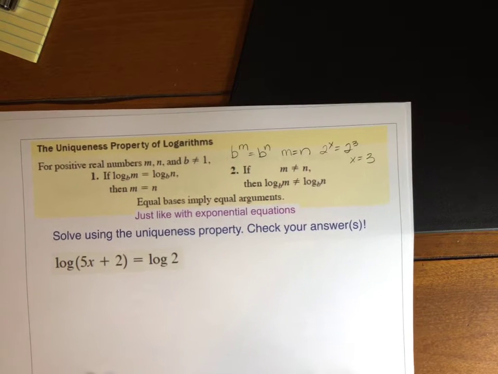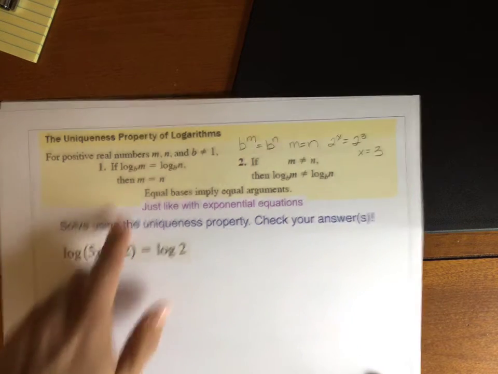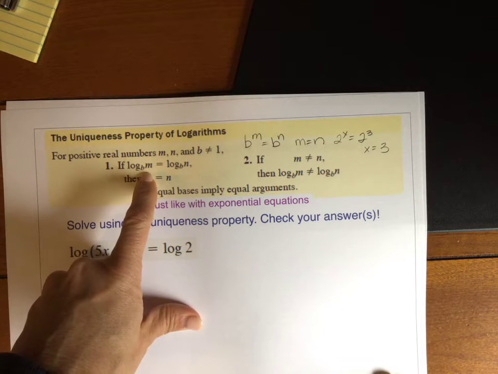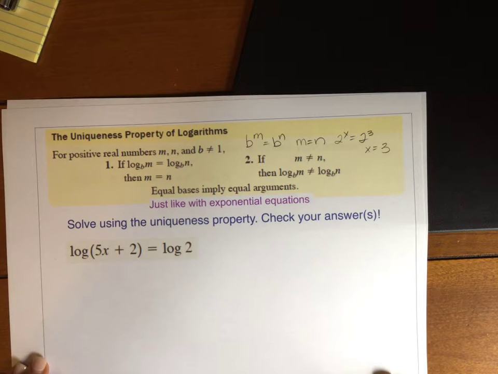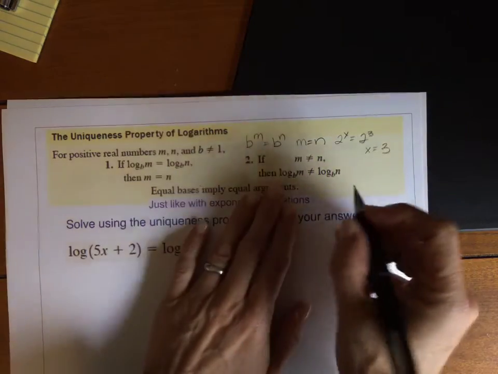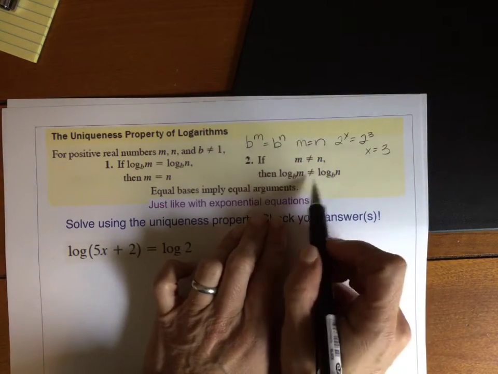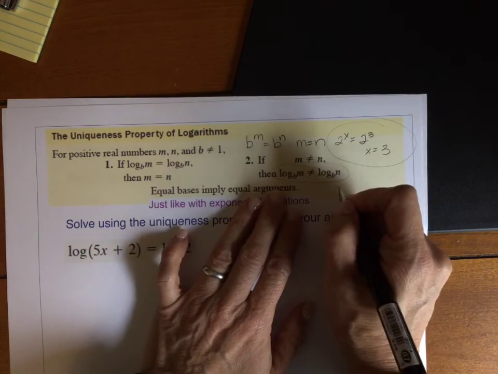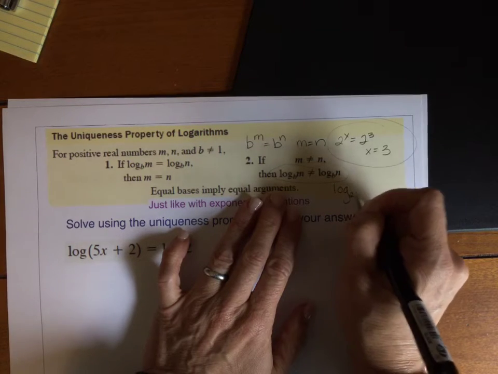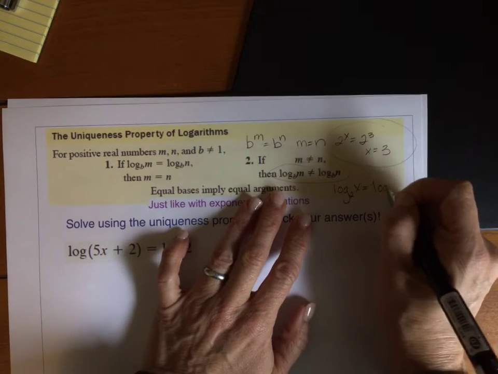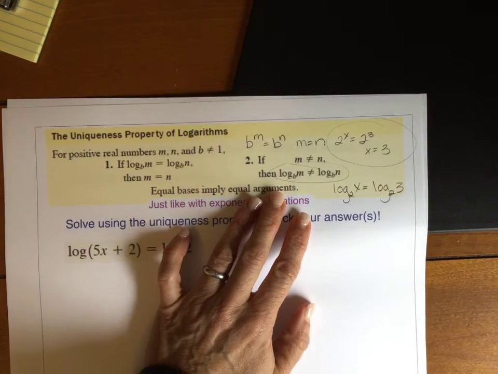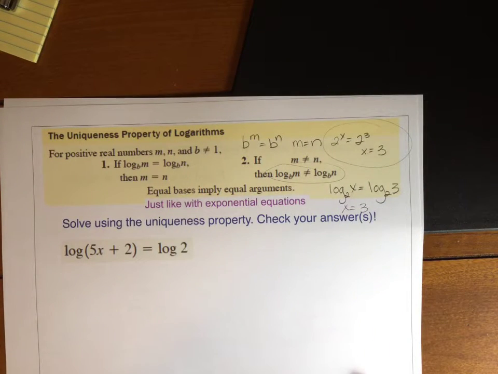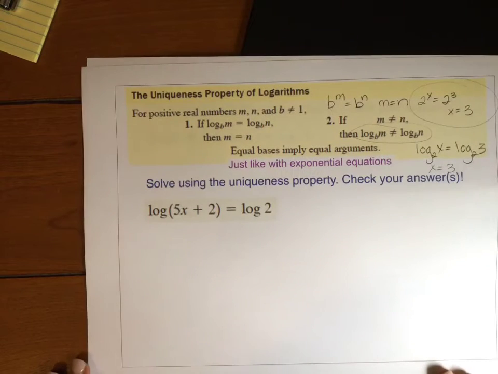This is really similar with the logs. If I have the same base on the log, so either it's log base b or maybe both natural log, then I know that m equals n. Conversely, if m does not equal n, then this is also not true. Numerically, if I had log base 2 of x equals log base 2 of 3, then I know that x equals 3. That's how that would work out. So we're going to apply that to a problem here.